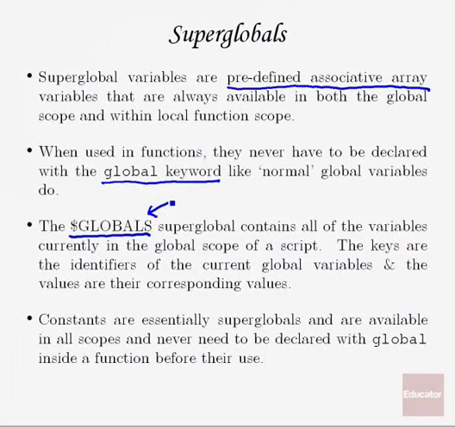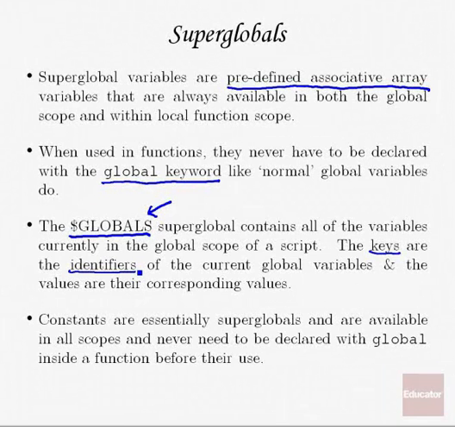Essentially, the way the globals array works is that the keys of the array are the identifiers or the names of all of the current global variables. And the values associated with those keys are just the current values of those global variables.